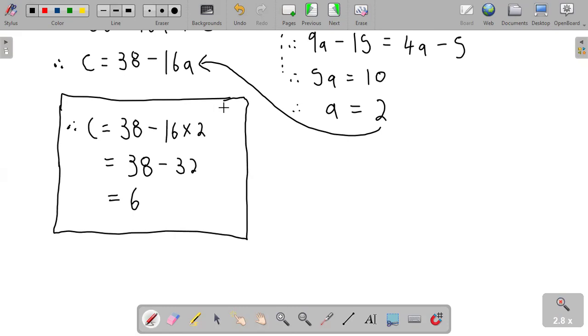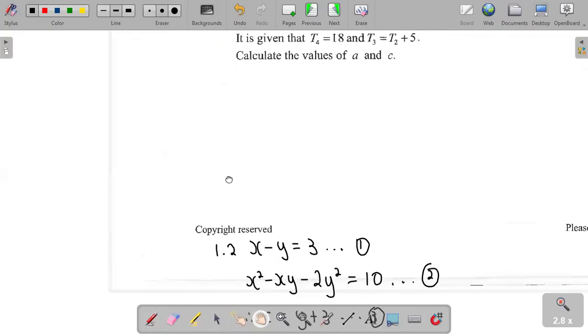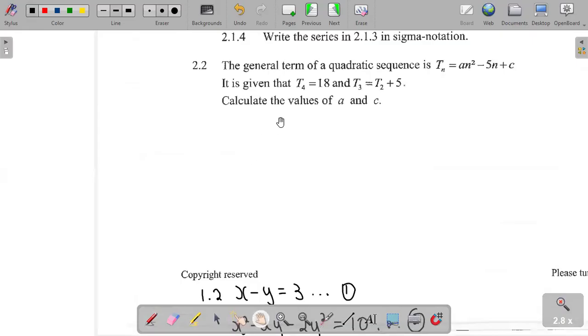And that's what we get for the value of C. So does that answer the question? Our question is saying, calculate the values of A and C. Okay. Yes, that's it.